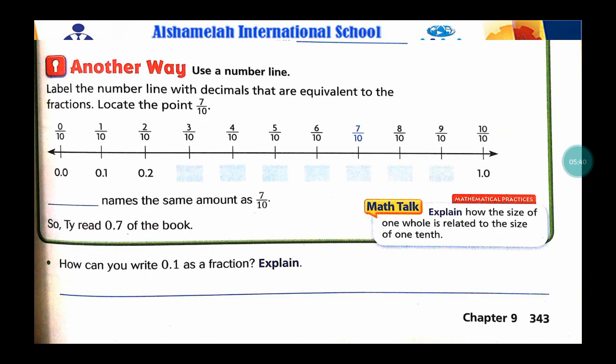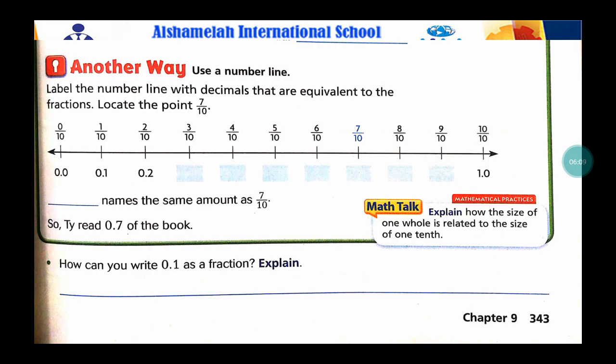Another way, you can use a number line. Okay, we have a number line here, starts by 0 and finished at 1. Okay, as we know, 0 means 0 over 10, and 1 means 10 over 10, 10 tenths. And 0 tenths, then 1 tenth, 2 tenths, 3 tenths, and so on.